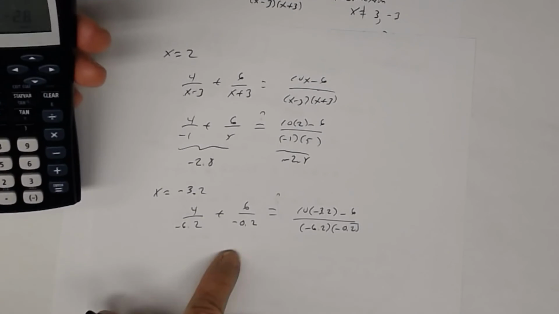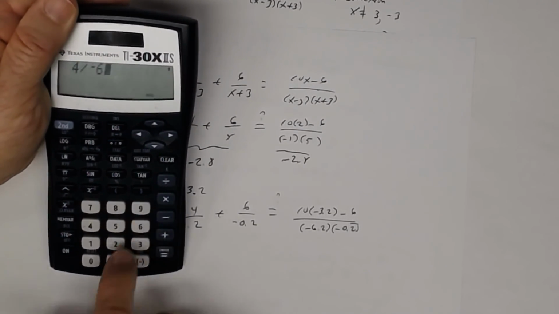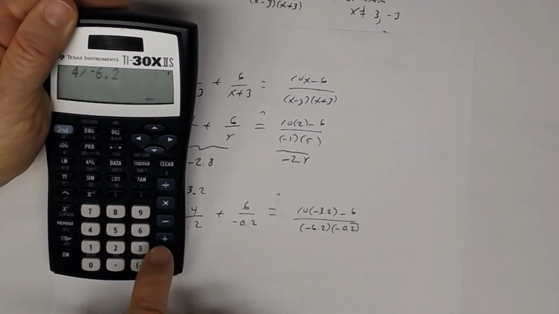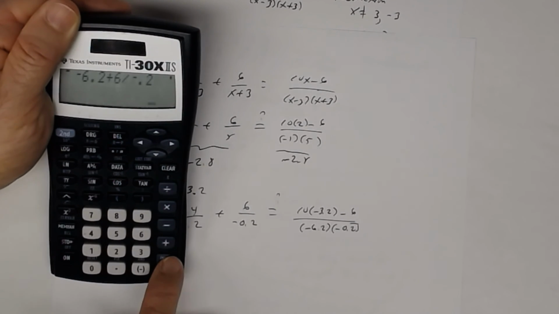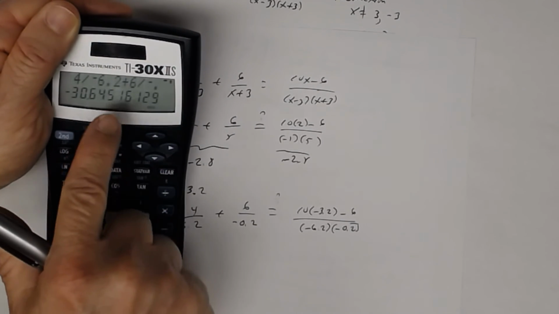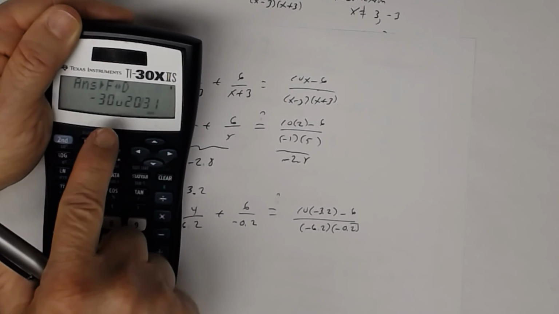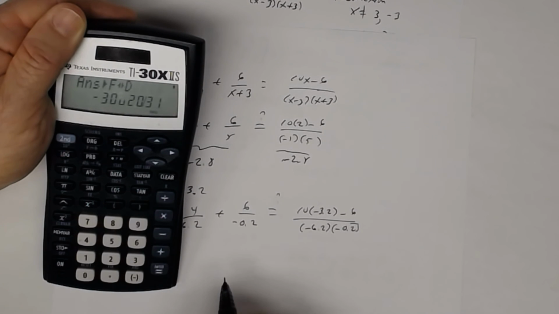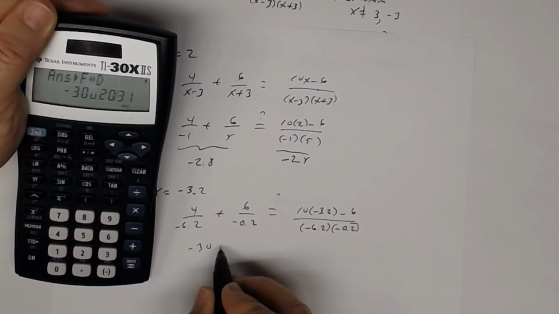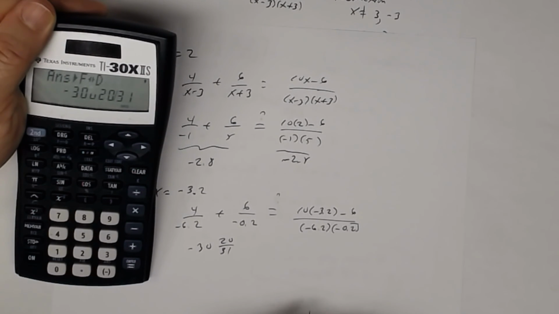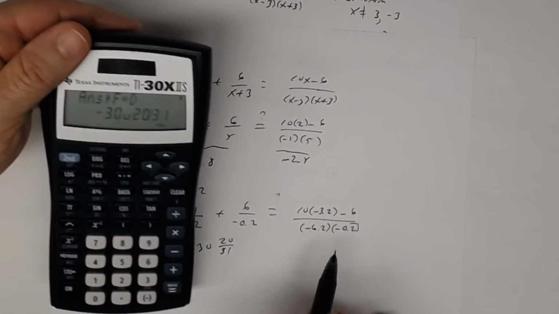So 4 divided by negative 6.2 plus 6 divided by negative 0.2 equals, now that doesn't terminate, so let's write this as a fraction. And so I get negative 30 and 20 divided by 31. So that's my mixed number. So negative 30 and 20 divided by 31. Over here, now be careful. Hopefully I didn't make a mistake when I substitute negative 3.2.